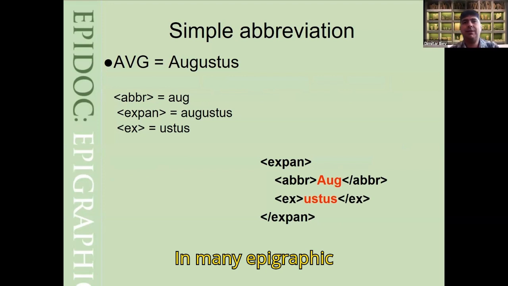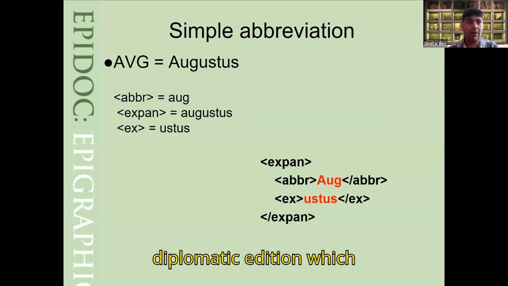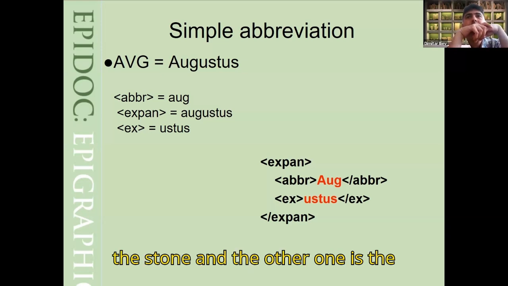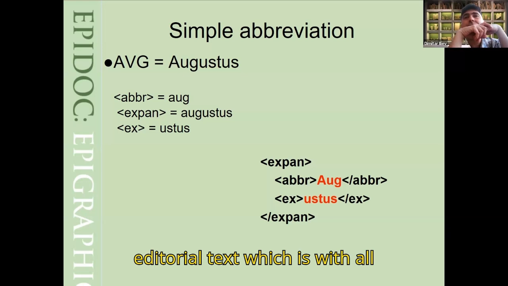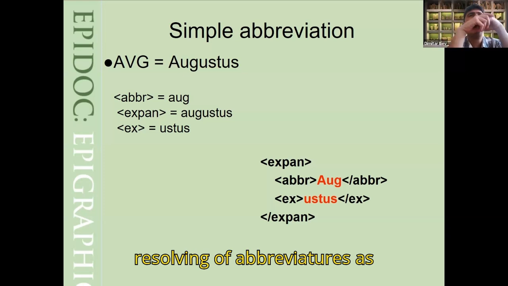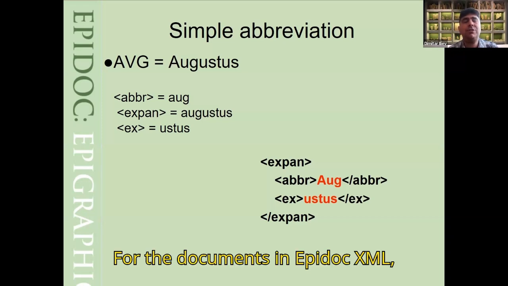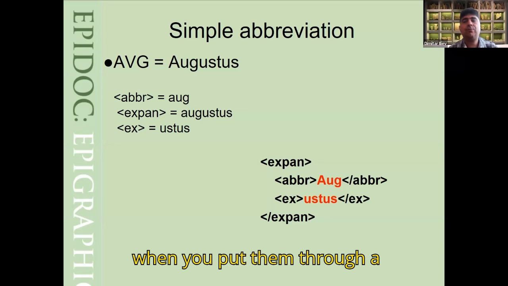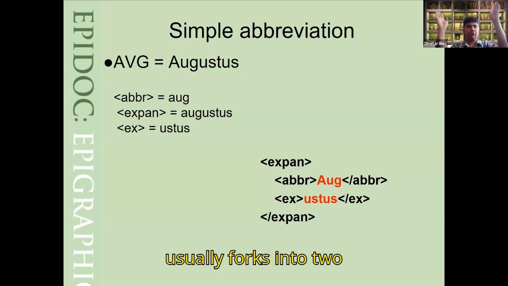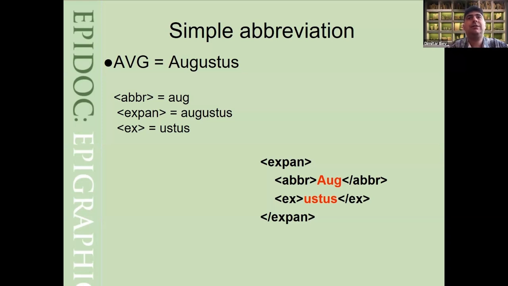that in many epigraphic documents, we can have two kinds of rendering of the text. One is the diplomatic edition, which presents simply what is on the stone. And the other one is the editorial text, which is with all the additions, corrections, resolving of abbreviations as here. And for the documents in EpiDoc XML, when you put them through a visualization scenario, it usually forks into two different versions of the text, the diplomatic and the editorial ones.